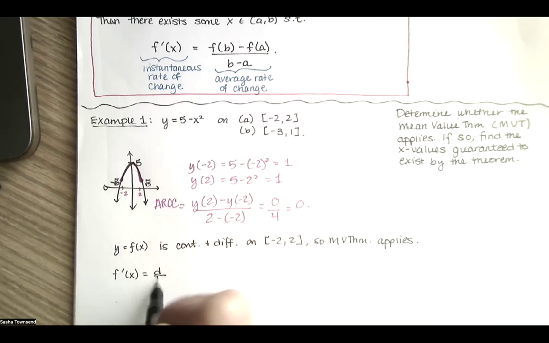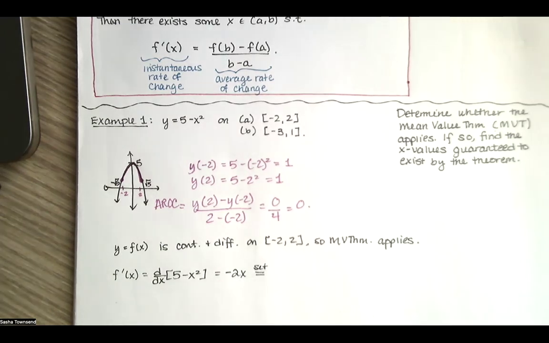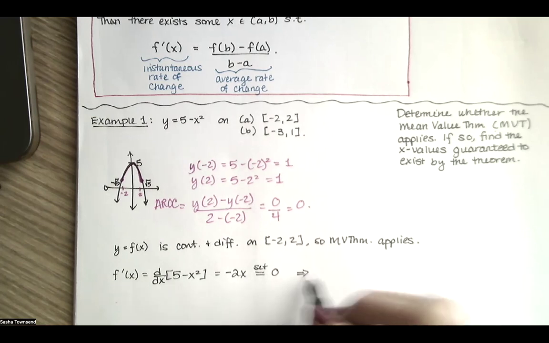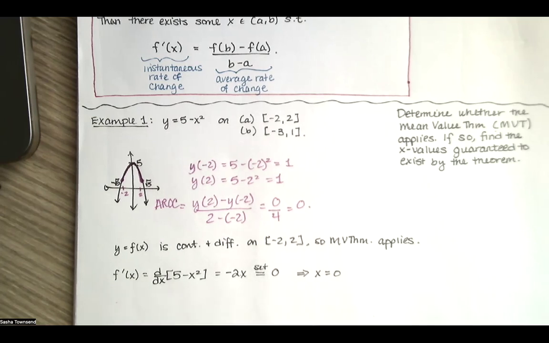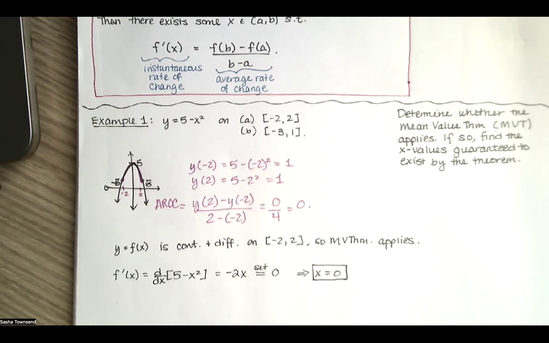So we have the derivative with respect to x of 5 minus x squared, which is just the derivative of 5, which is 0, minus the derivative of x squared, which is -2x. We set that equal to the slope of the secant line, or the average rate of change, which in this case is 0, and then solve for x, so x equals 0. That is the x value that satisfies the theorem.